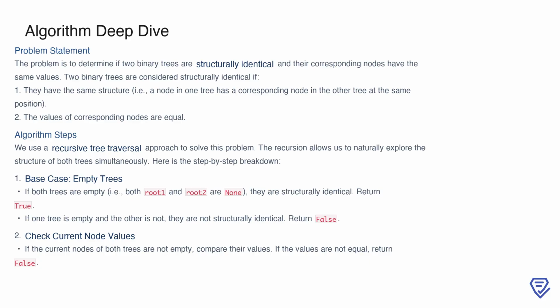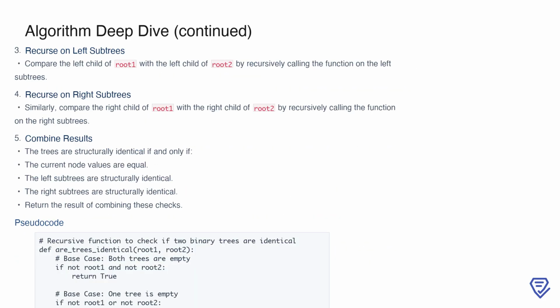Next, we check the current node values. If both nodes exist, we compare their values. If the values don't match, we can conclude the trees are not the same and return false immediately. After verifying the current node values, the next step is to recursively check the subtrees. First, we focus on the left subtrees.